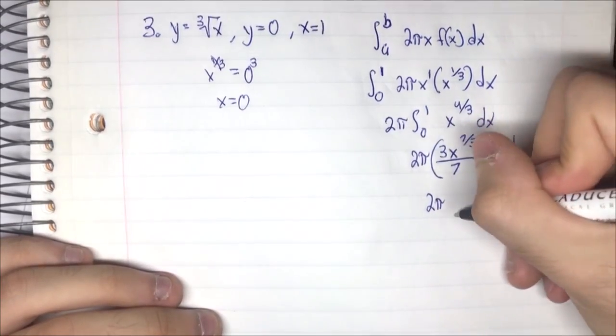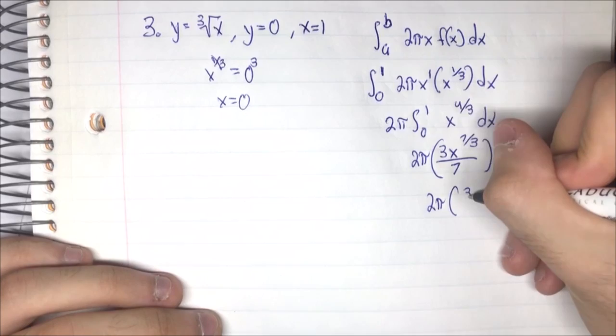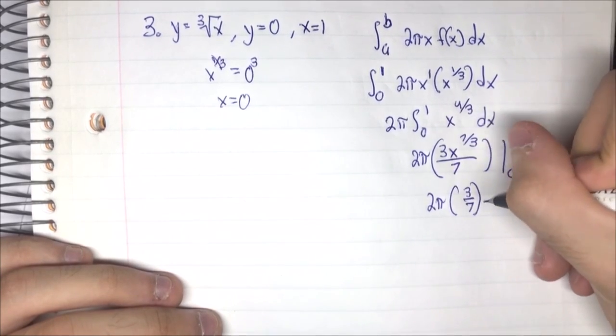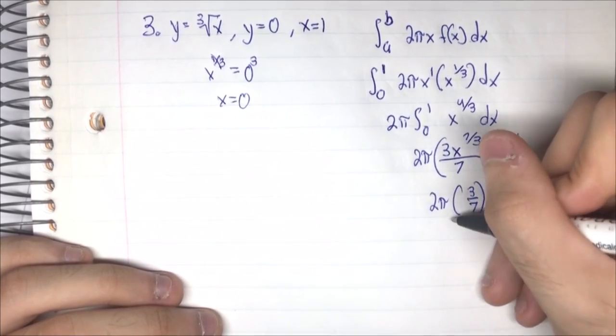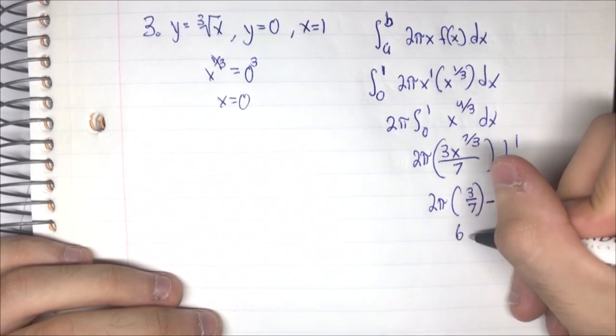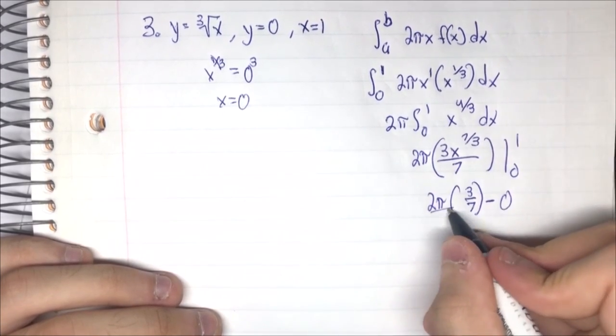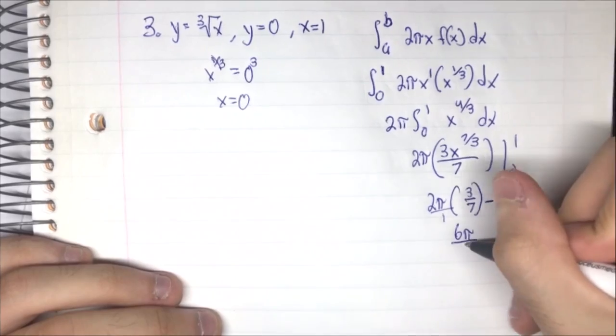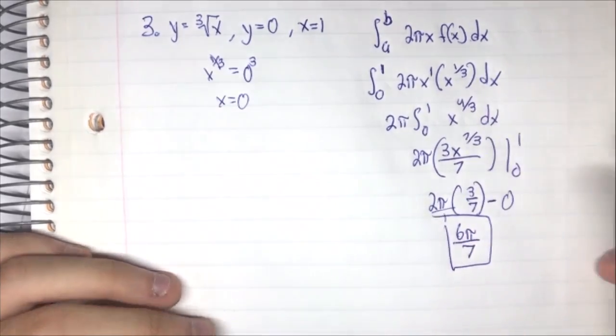So now we plug in the 0 and the 1. Plugging in the 1 gives you 3/7, minus plugging in the 0 just gives you 0. So what we have is 6 pi when we distribute this. 6 pi over 7. And that is the final answer.